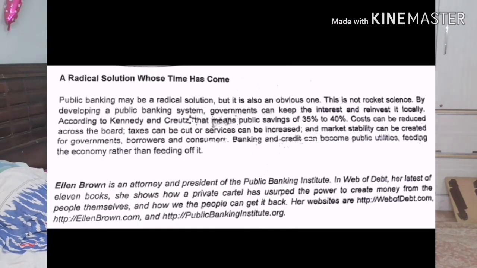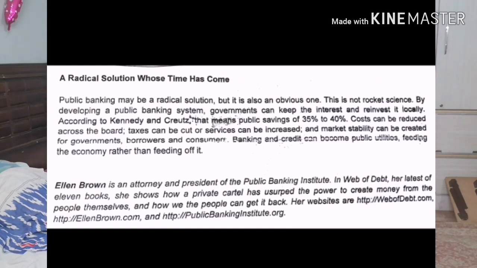Look, there's a very interesting paper by Ellen Brown. I'm going to read it out. Public banking may be a radical solution, but it is also an obvious one. This is not rocket science. By developing a public banking system, governments can keep the interest and reinvest it locally.